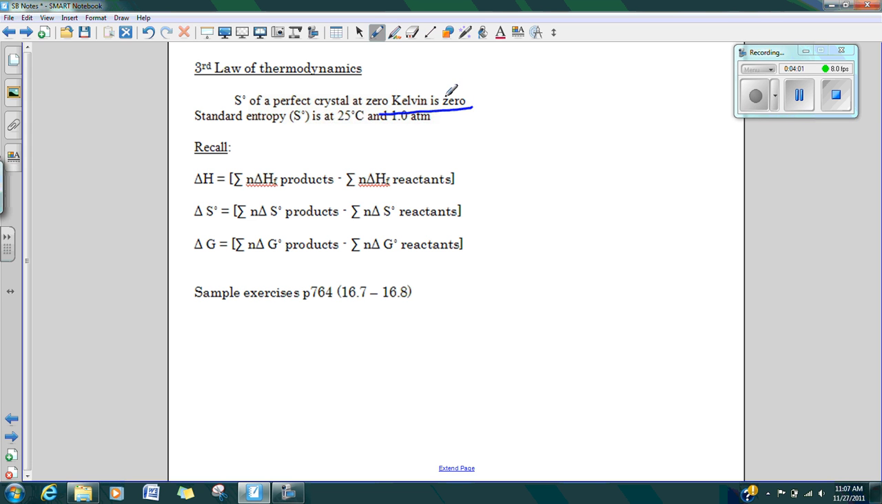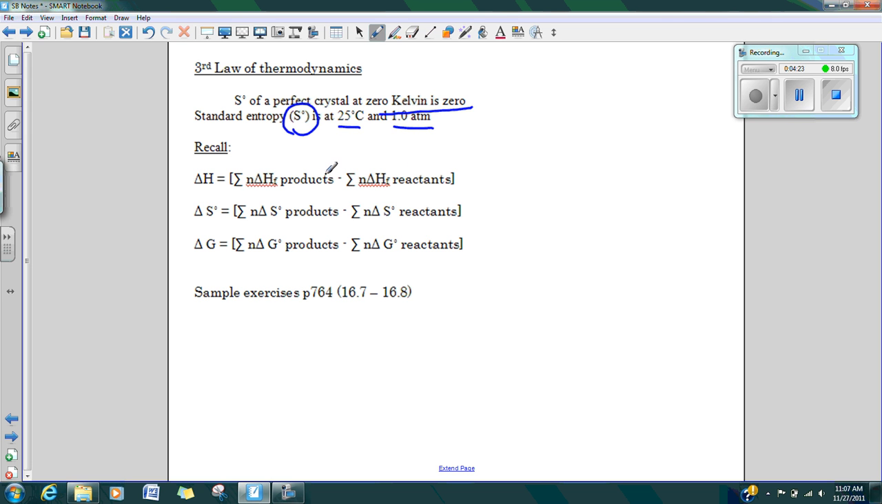Now, this is only an ideal observation. Remember, if Kelvin is 0, we are at absolute zero. We know that that's not attainable, so this is just an observed behavior. Remember, the standard state is always 25 degrees, room temperature, and standard pressure at 1 atmosphere.